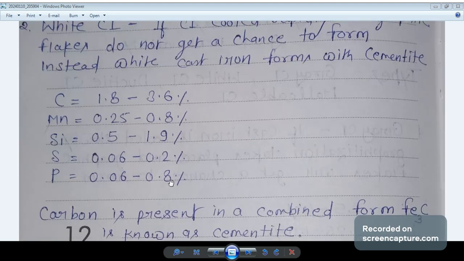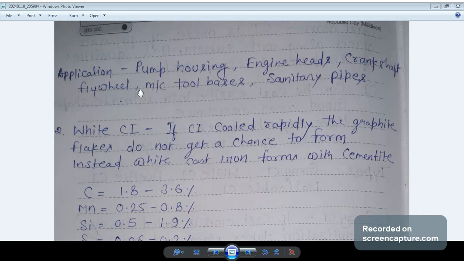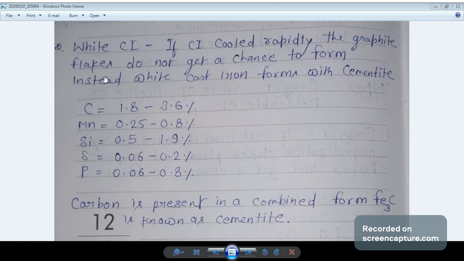Its applications: grey cast iron is basically used in pump housings, engine heads, crankshafts, flywheels, machine tool bases, and pipes. And the second type is white cast iron.